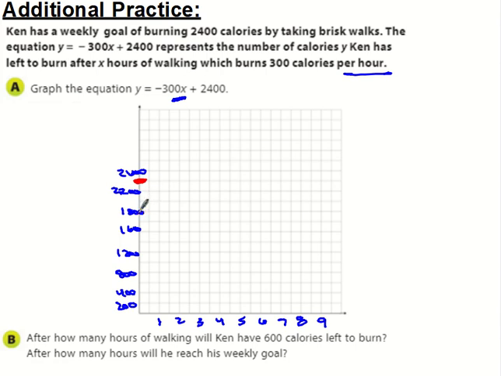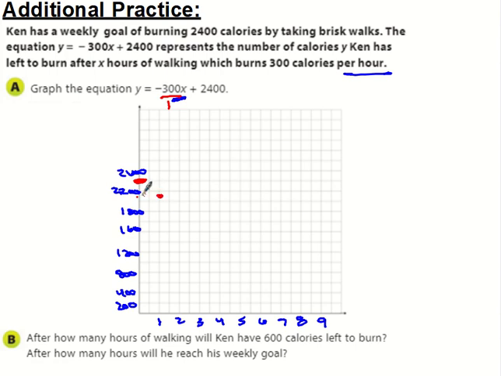So there's my y-intercept. Now this is where we have to be careful. The slope is down 300 over 1. Because of our graph, we can't just count 300 right here. If I look, my graph is counting by 200s. So if I go from here to here, that's down 200, and halfway would be down 300. And that's going to be over 1.